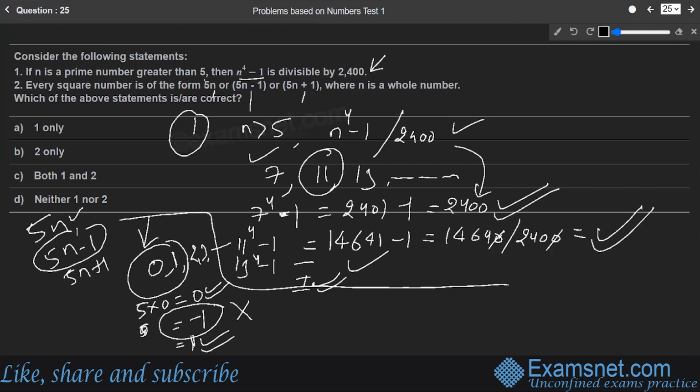A perfect square cannot always be in the form of 5n or 5n minus 1 or 5n plus 1. It can be in another form also. So the second statement is not verified. So our answer is that only the first statement is verified. That is option number A.